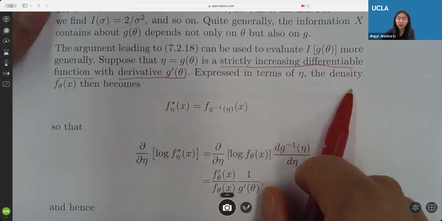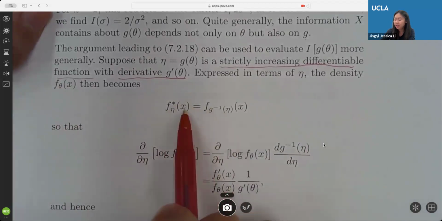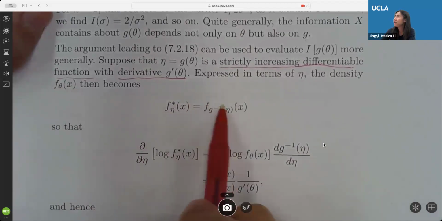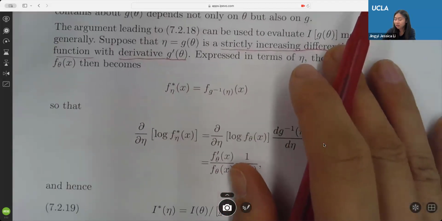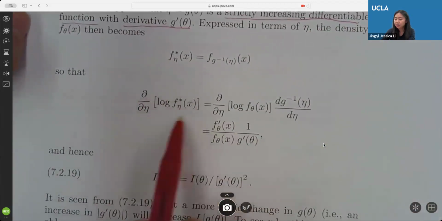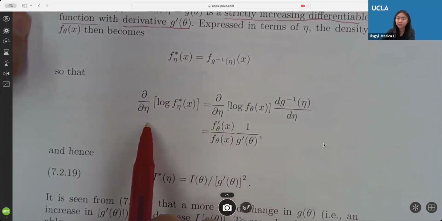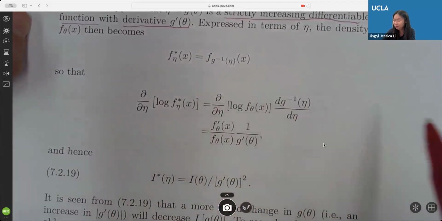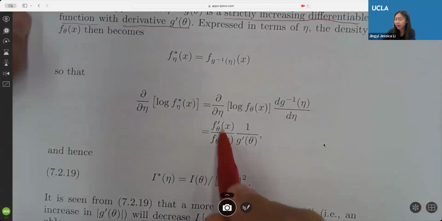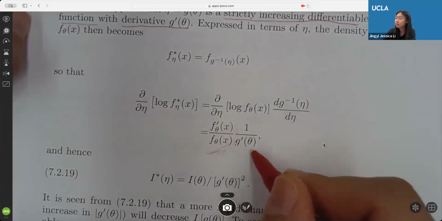Expressed in terms of eta, the density f theta x then becomes f eta x, right? We are basically replacing theta by g inverse eta. So when we take this density expressed in eta and differentiate the log density with respect to eta, again by the chain rule, this is what we get. And you see, this is what we have for the original log density differentiation, and we have this additional term.